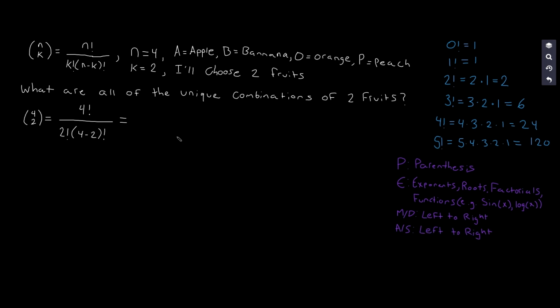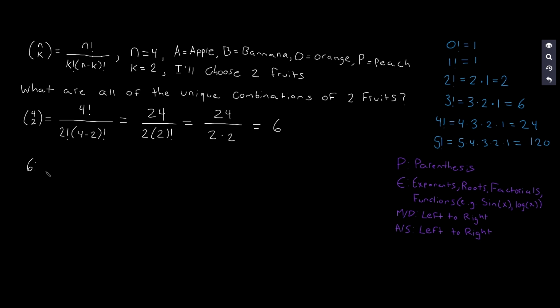Well, 4 factorial, 4 times 3 is 12, times 2 is 24, times 1 is 24, so we're going to have 24 over 2 factorial. Well, 2 factorial is just going to be 2. Then we do parentheses first, so we have 2 factorial. Oh, this is going to be 24 over 2 times 2, which is 24 divided by 4, which is just going to be 6. That means there are going to be 6 unique pairs of fruits that we could choose for our snack. So we could write out our 6 different pairs, right?